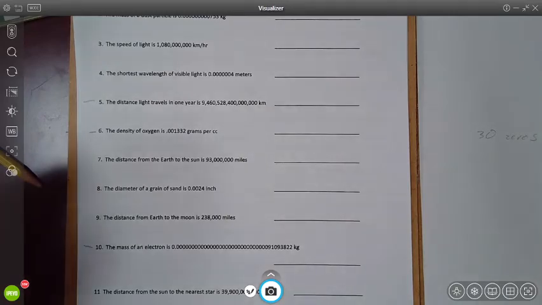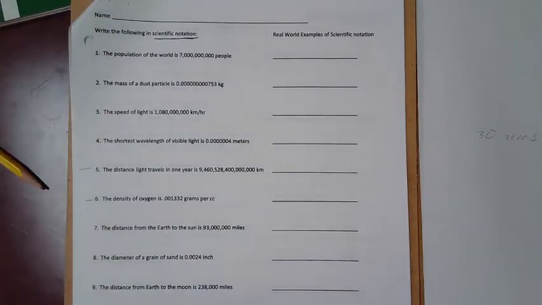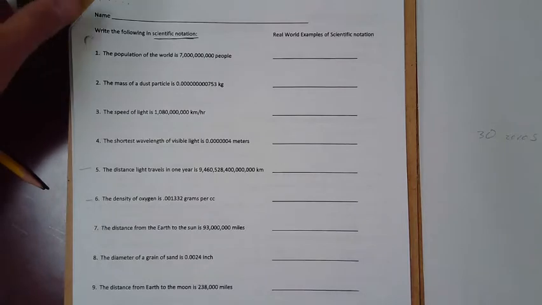So you're looking at this sheet that says real world examples of scientific notation. Scientific notation gives you a shortcut of writing really long numbers. So let's find the longest number on this sheet. Let's put it to use then.